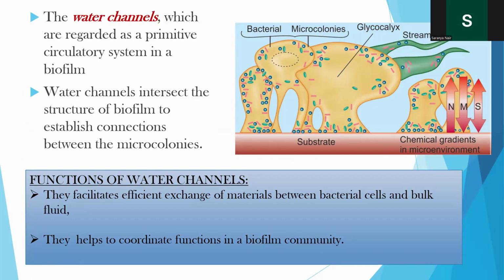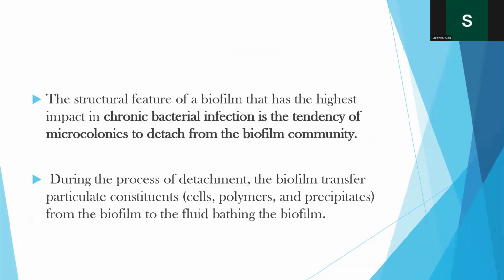The water channels are regarded as a primitive circulatory system in a biofilm. These water channels intersect the structure of the biofilm to establish the connections between the microcolonies. They facilitate the efficient exchange of materials between the bacterial cell and bulk fluid. They help to coordinate functions in a biofilm community.